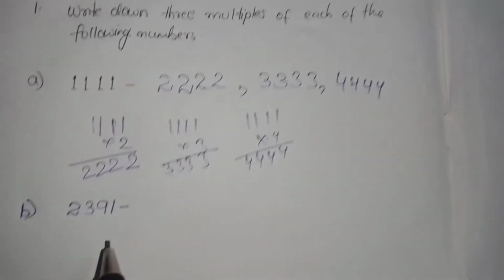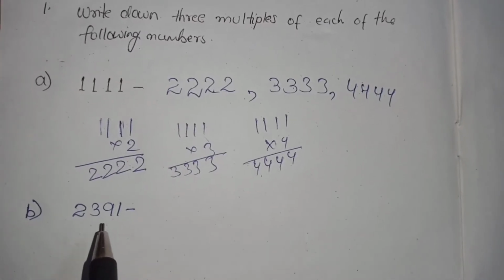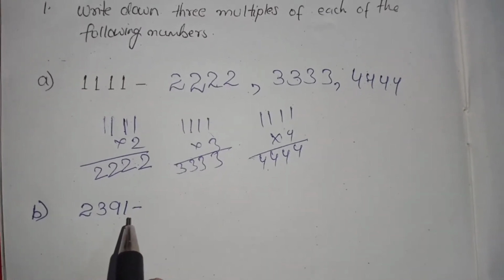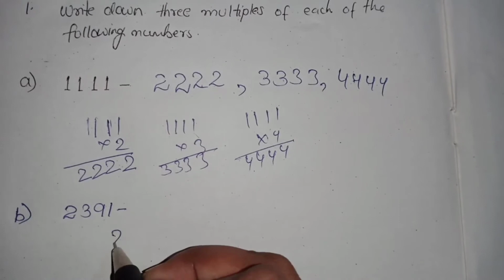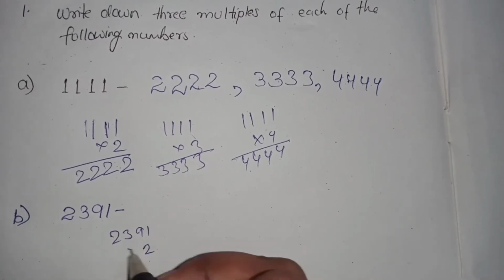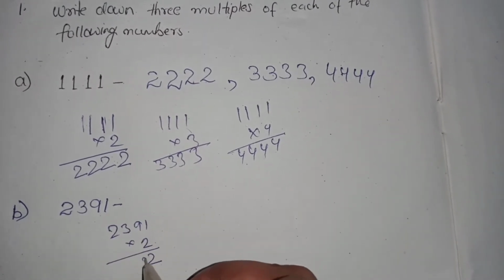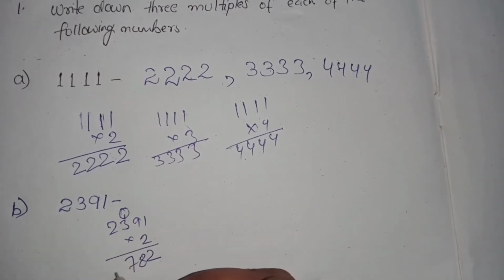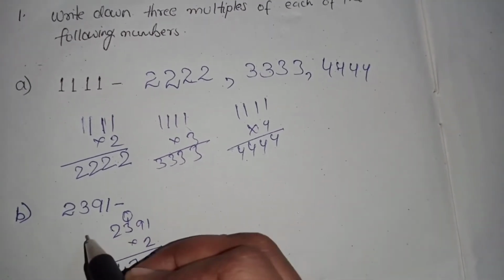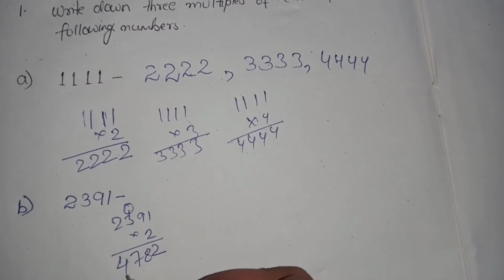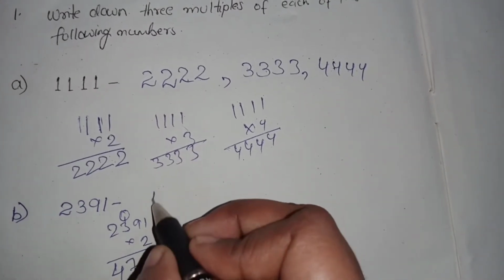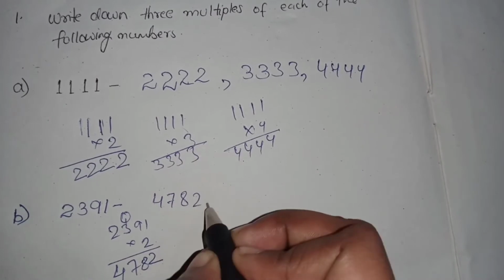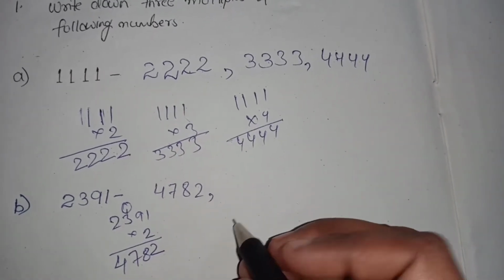So we have to write 3 multiples of this 2391. Let us start. First we will multiply by 2. 2 1s are 2, 2 9s are 18, 8, 1 carry, 2 3s are 6 plus 1 is 7, 2 2s are 4. So 2391 2 times, how much? 4782. Now what do you have to do? By 3.